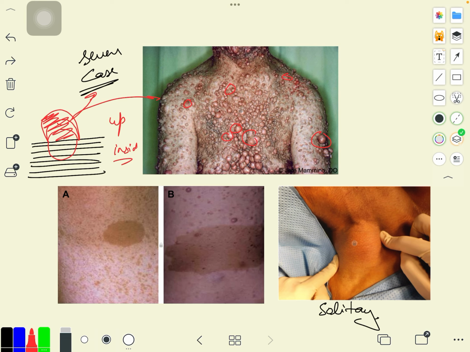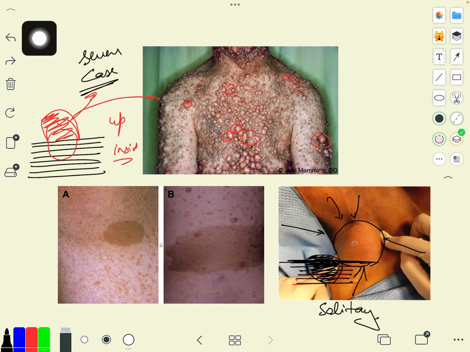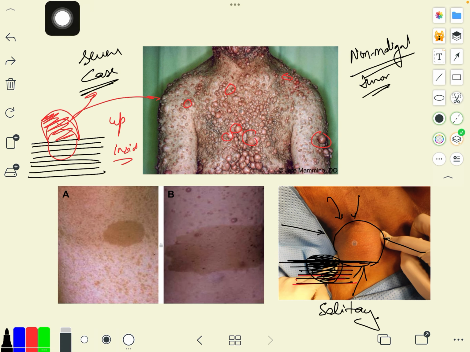However, in the solitary one, again there are layers of skin, and the tumor has not protruded much outside, but it is toward the inside. So in order to feel it, we have to apply pressure from all the sides to check how much the margin of the tumor is, to check for extensions. However, these are again non-malignant tumors. However, they can affect day-to-day life.